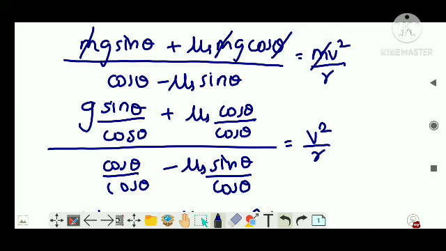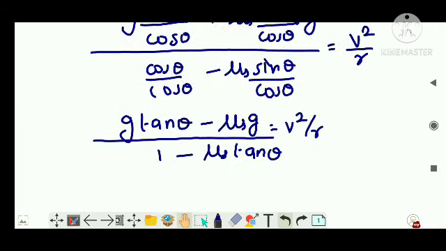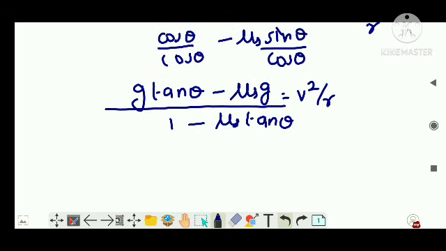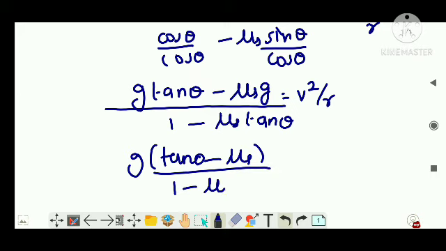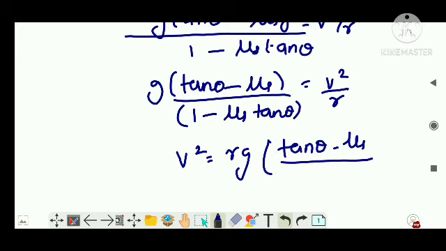We missed a g here. I forgot, sorry. Similarly, there is a g because we have to take common g outside. Now, g times (tan theta minus mu s) divided by (1 minus mu s tan theta) is equal to v squared by R, or I can write v squared is equal to Rg into (tan theta minus mu s) divided by (1 minus mu s tan theta).